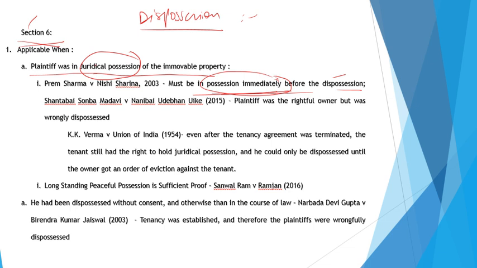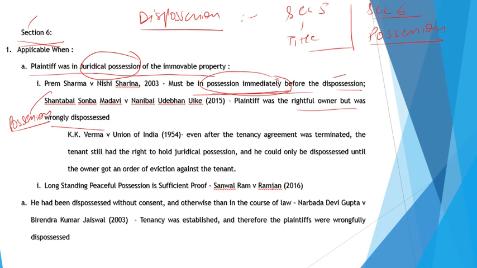Let's move on to the cases which are important to understand this. Plaintiff was a rightful owner but was wrongfully dispossessed. Then you can file because he was a rightful owner but he has been wrongfully dispossessed. Here the case is on the basis of possession, as I told you. But in Section 5, as we dealt with, Section 5 is based upon title. Section 6 is based upon possession. That is a major point of difference you need to know while you are filing any suit.